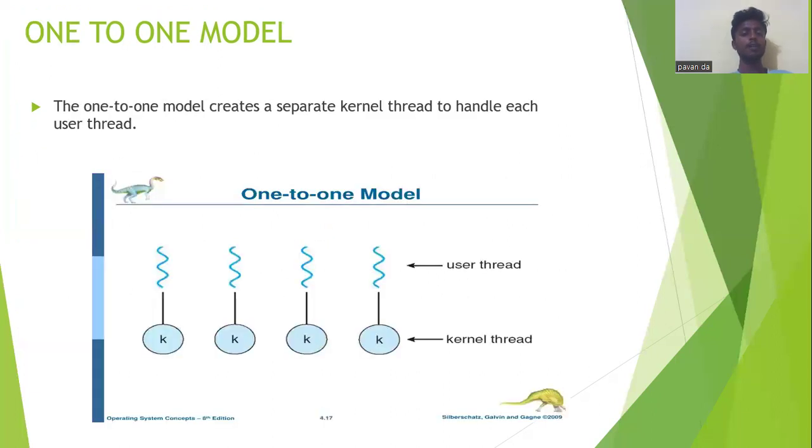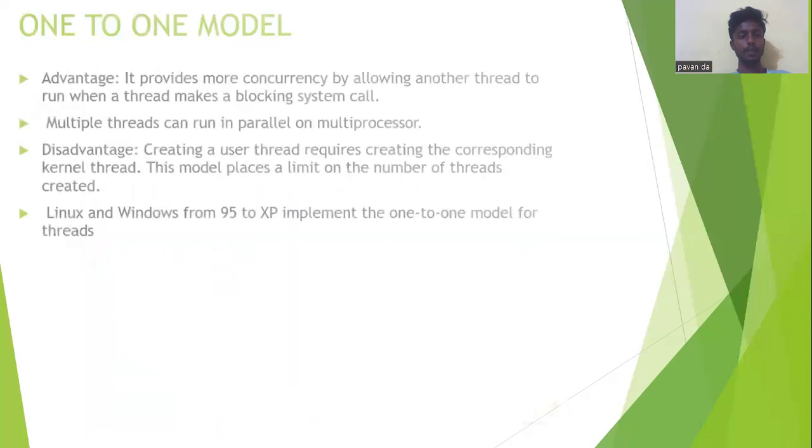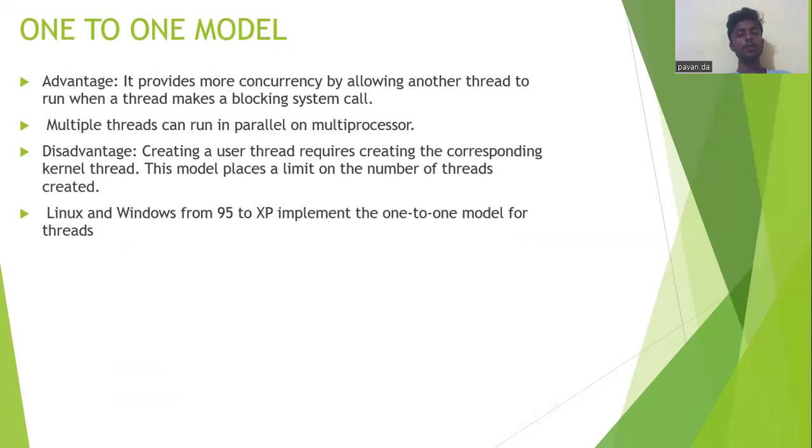One-to-one model. The one-to-one model creates a separate kernel thread to handle each user thread. As you can see in the diagram, there are different user threads, each mapped to its own kernel thread. It is not linked to the same kernel thread. The advantage of the one-to-one model is it provides more concurrency by allowing another thread to run when a thread makes a blocking system call.